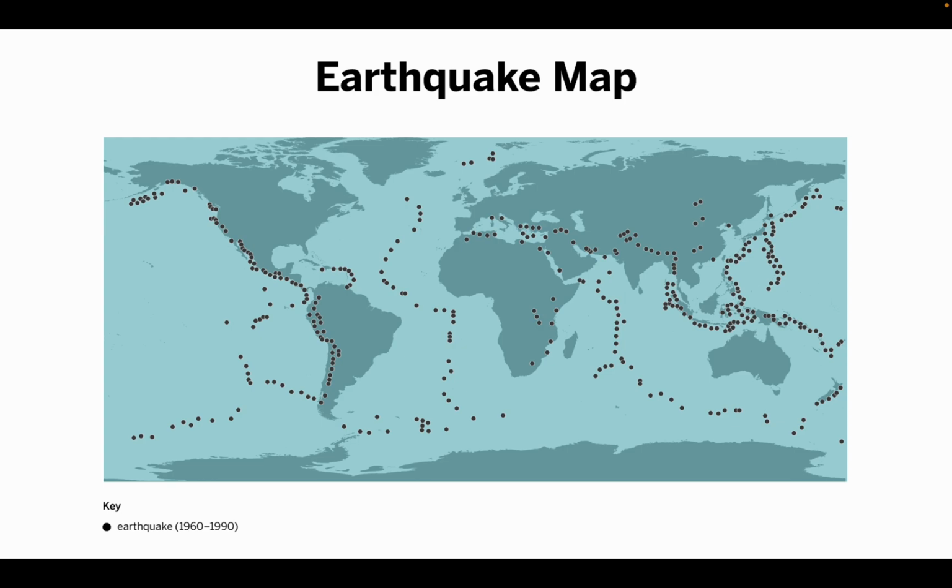So looking at this earthquake map, look down at the bottom left. This is our key. Each one of these black dots represents an area where there was an earthquake at any point in time during 30 years between 1960 and 1990.